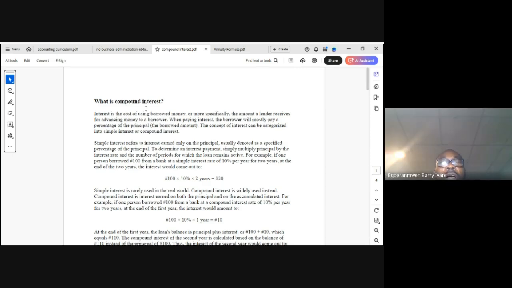Okay. What is compound interest? Now, first of all, interest is the cost of using borrowed money, or more specifically, the amount a lender receives for giving money to a borrower. When paying interest, the borrower will mostly pay a percentage of the principal. So the concept of interest can be categorized into simple interest or compound interest. The first one we did was simple interest. Now let us look at compound interest.